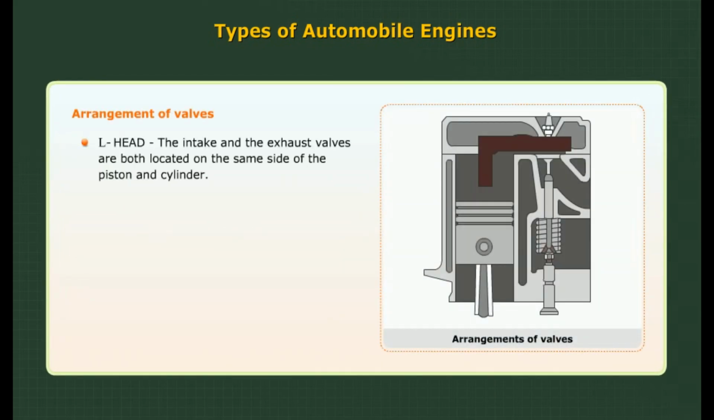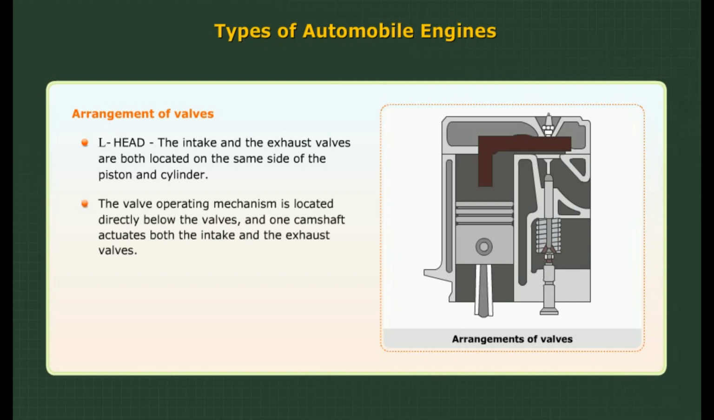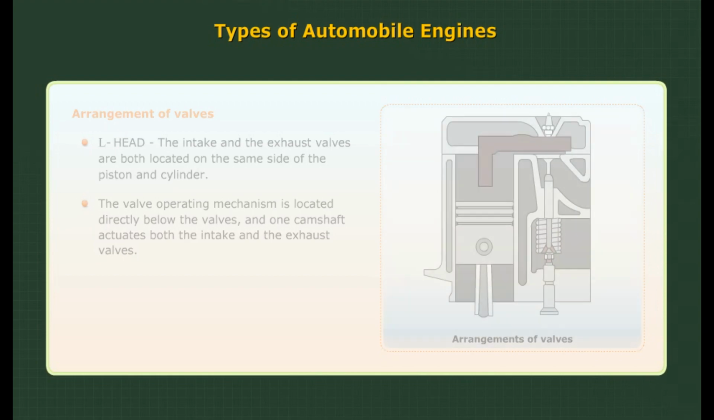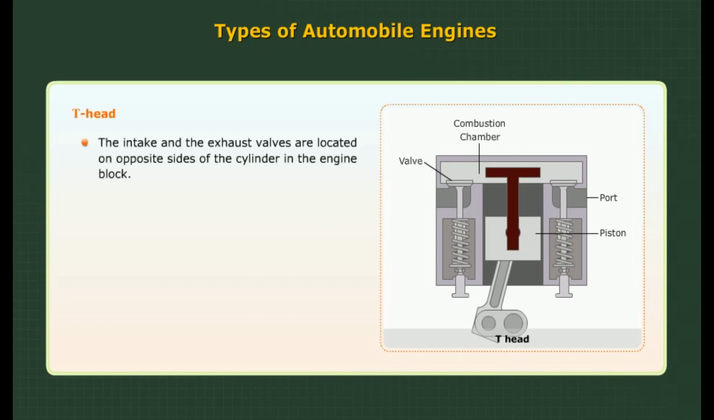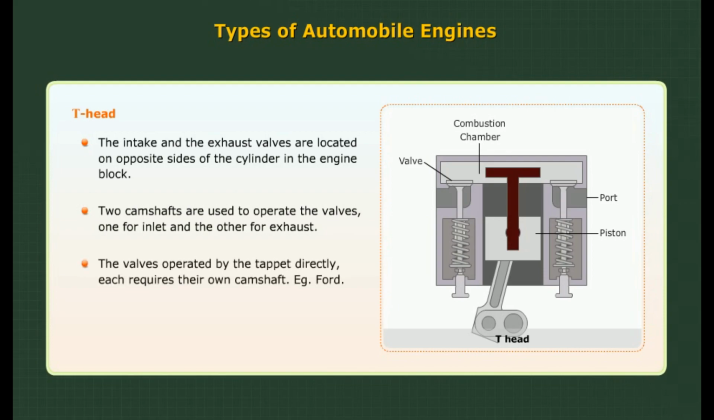Arrangement of valves. L-head. The intake and the exhaust valves are both located on the same side of the piston and cylinder. The valve operating mechanism is located directly below the valves, and one camshaft actuates both the intake and the exhaust valves. T-head. The intake and the exhaust valves are located on opposite sides of the cylinder in the engine block. Two camshafts are used to operate the valves, one for inlet and the other for exhaust. The valves are operated by the tappet directly. Each requires their own camshaft.